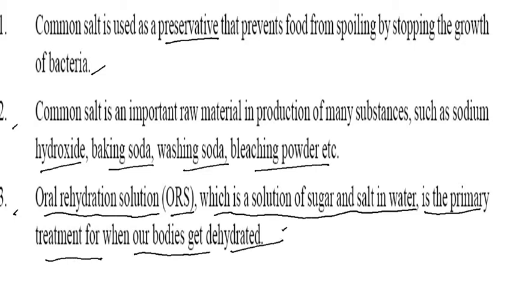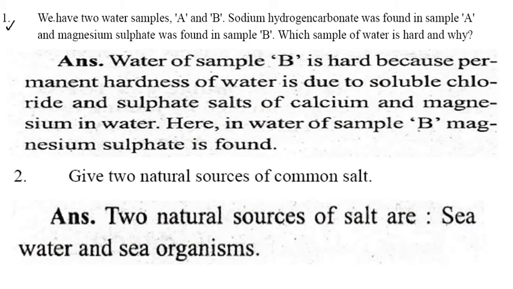So let us start the next one. First question: we have two water samples A and B. Sodium hydrogen carbonate was found in sample A and magnesium sulfate was found in sample B. Which sample of water is hard and why? Sample B is hard because it has magnesium sulfate. So the answer is like this.